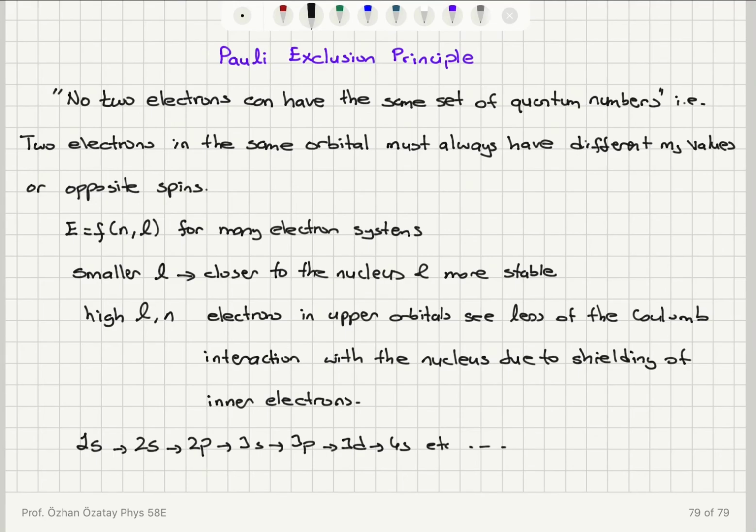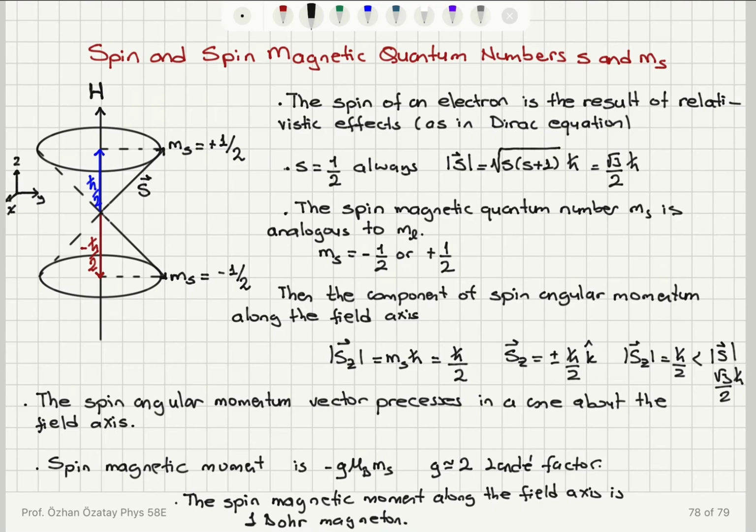Okay, so finally we have finished the discussion on the quantum numbers. The last quantum number we have introduced comes from the relativistic Dirac equation. The spin quantum number s is always equal to 1/2, and the magnitude of the spin angular momentum is square root of s times s plus 1, times h bar, which is square root 3 over 2 h bar. The component of the spin angular momentum along the field axis can take two values, h bar over 2 or minus h bar over 2. That is the spin magnetic quantum number m sub s.